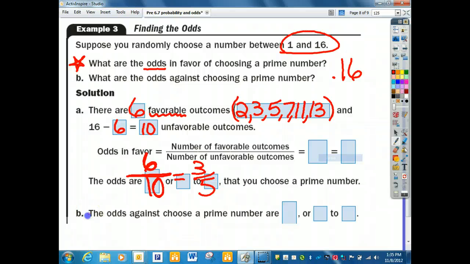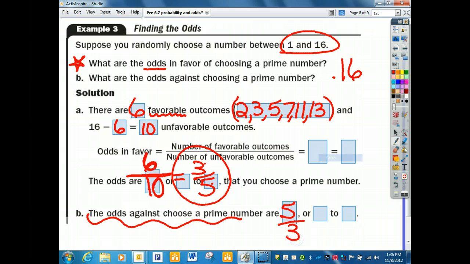Now, we don't really get into odds against. It's not in our standards, I don't believe, but it's so easy I just have to touch on it. If this is odds in favor, 3 to 5, what are odds against it? 5 to 3. Exactly, you just flip it around. So if odds in favor are 3 to 5, odds against it are just 5 to 3. Just flip it around, that's all you have to do. Questions on the odds?